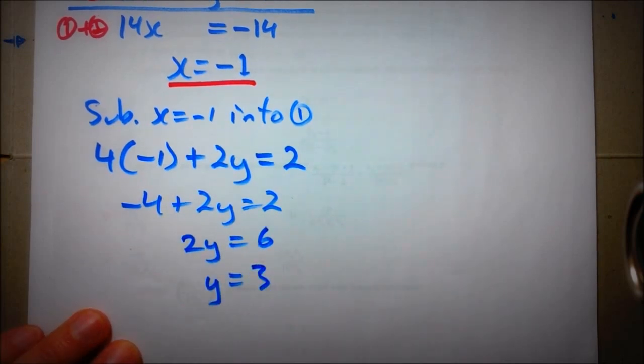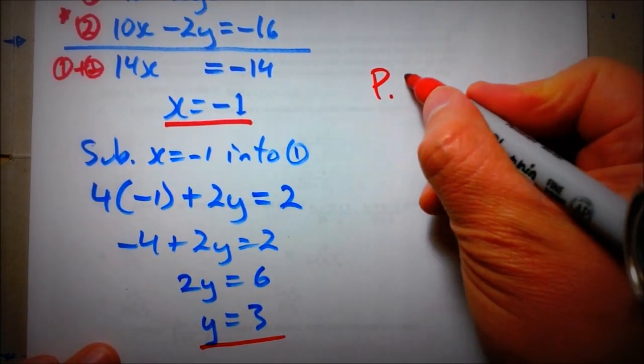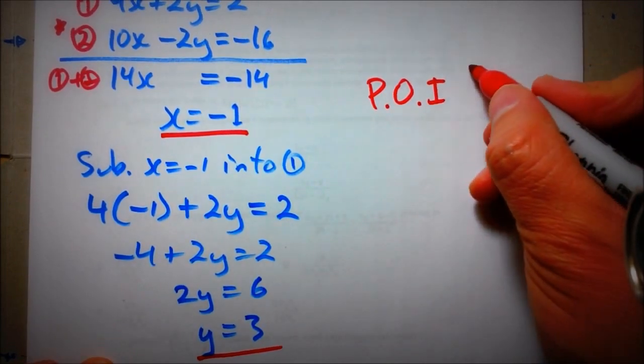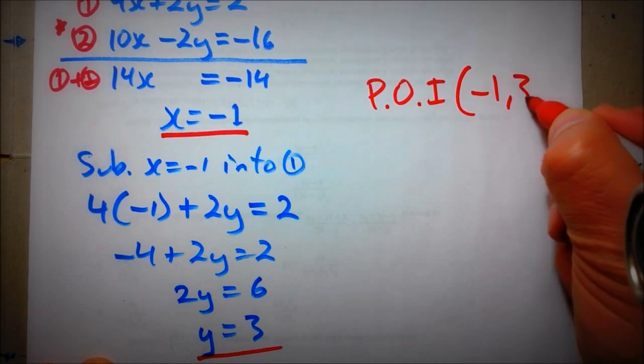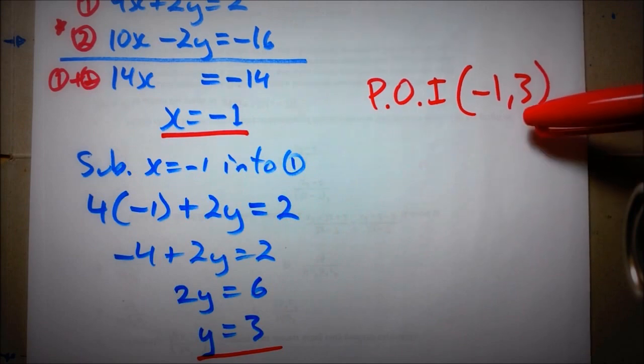So this is our y coordinate, and this means that the point of intersection is -1, 3. Hope you guys can see that. Which means these two lines intersect at this point.